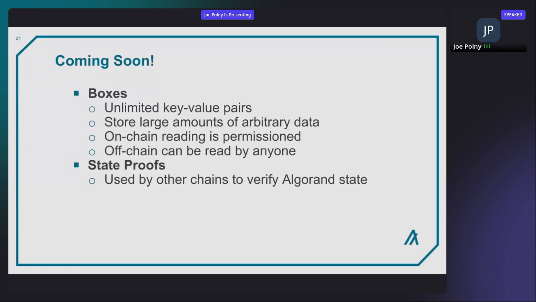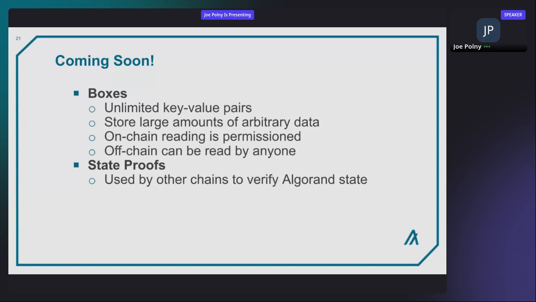State proofs are a great way to do that because they're a relatively low computationally intensive operation that is relatively easy to verify for the state of Algorand. So you can verify that this account does indeed have this NFT, and you can execute logic programmatically based on that.